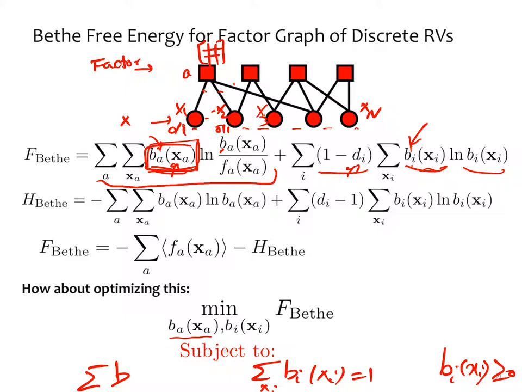And also for b_a's. Okay, I'm going to write it on the top because there's no space. What else? There's still one thing missing. b_a's are marginals, right? b_a is over a set of random variables. Let's say for simplicity that A is 1, 2. This is the marginal of the joint distribution of 1 and 2. What else should I add to this?